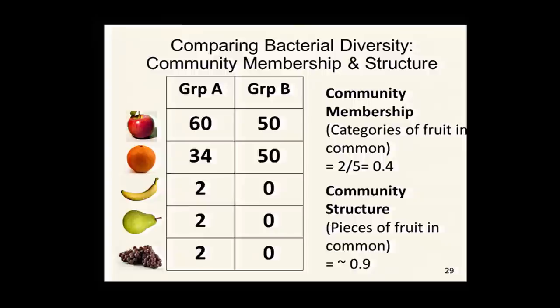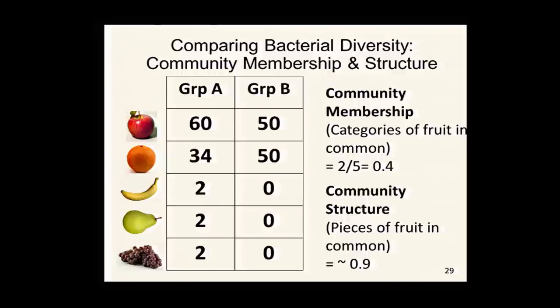If you looked at it and you just said, if I pick a piece of fruit out of group A, will I find it in group B? 2 times out of 5, I would say yes. So if I pick an orange, I will find it. If I pick an apple, I'll find it. But if I pick a banana out of this fruit salad, I will not find it in this other fruit salad. So if I looked at community membership, I would say they're only 40% identical.